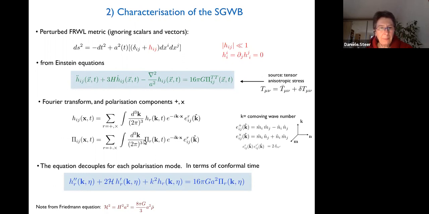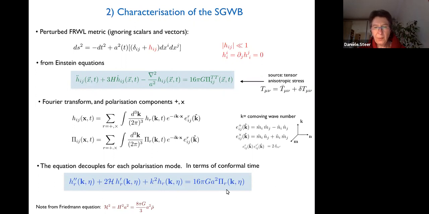So if you substitute the Fourier transform into our perturbed equation and you convert into conformal time, then the equation reduces to this one. So I remind you that the prime is a derivative with respect to conformal time. The 3 becomes a usual factor of 2. And the source here, there's an extra factor of a squared from the transformation from physical time to conformal time. And it's the source pi, TT, of course, which I've dropped.